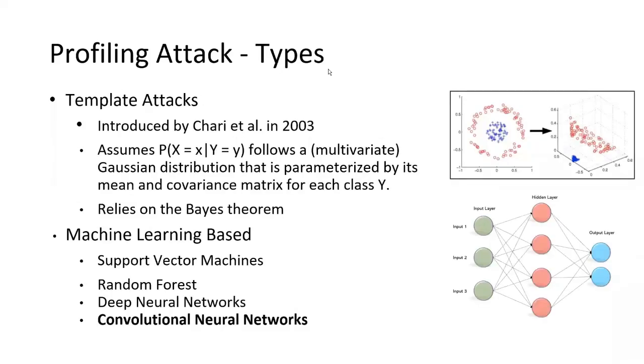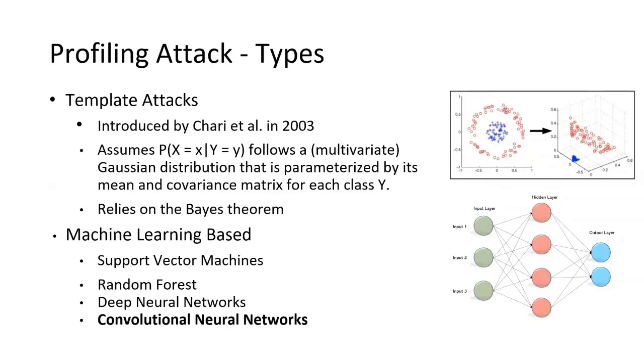The types of profiling attacks are generally divided into two families. First, template attacks, a type of profiling attack which assumes a Gaussian distribution and follows a base statistical model to select a small number of points of interest, denoted POI, in the power trace by looking for peaks in a plot of difference of means. The second is machine learning-based methods, such as support vector machine, random forest, and such.